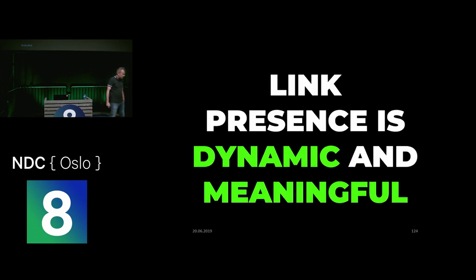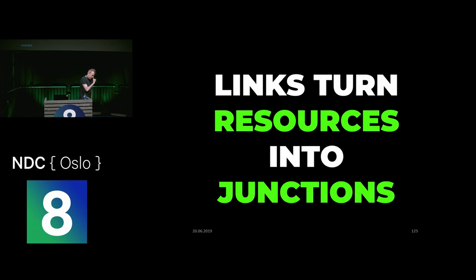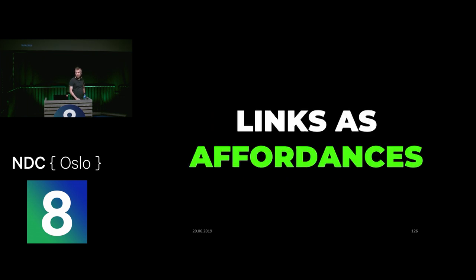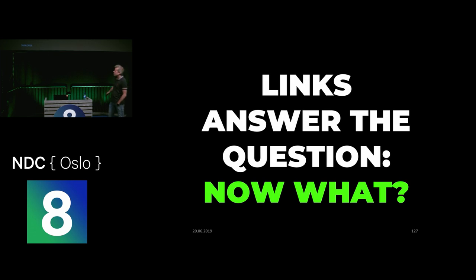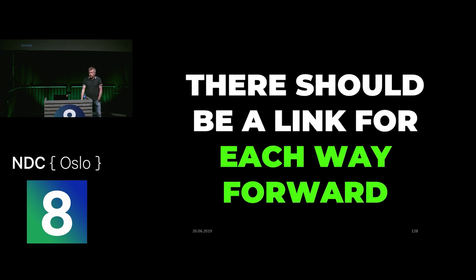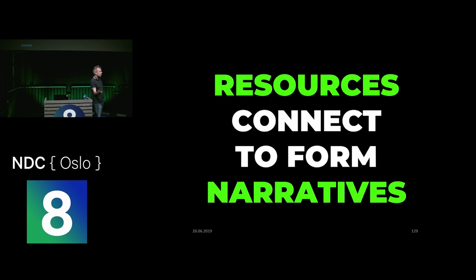An important thing is that link presence is not static. It's something that's dynamic, and it means something. So if you have a link present, that means that you can follow it. If it's not there, it means that you shouldn't try calling that endpoint. And links turn these static resources more into junctions, ways where you can go in one direction or another, depending on what you want to achieve. So links are affordances for the client. Links help answer the question, now what? I've come this far in your service, what should I do now? Therefore, there should be a link for every option that the client should offer to the user to go forward. And if you do that, your resources will stop being individual resources and connect to form more like a user narrative.